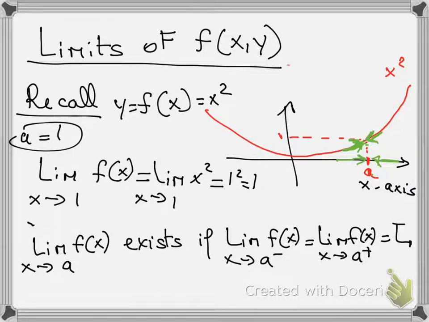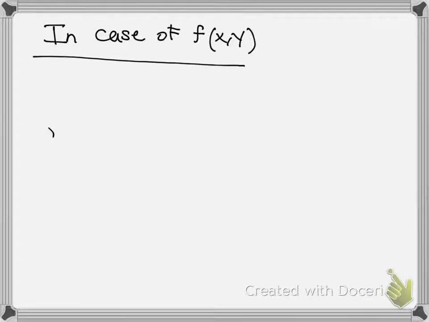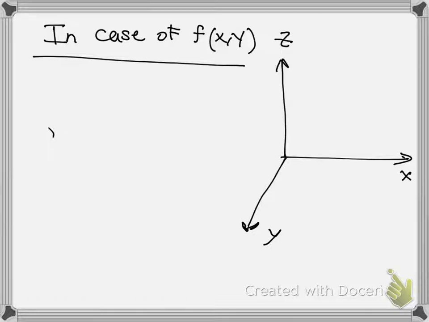Okay. Now, in the case of a function of two variables, f of x, y, we're going to need the x-axis, the y-axis, but also the z-axis. Now let's say the graph of f is this one here.